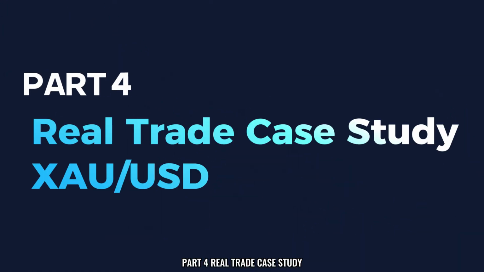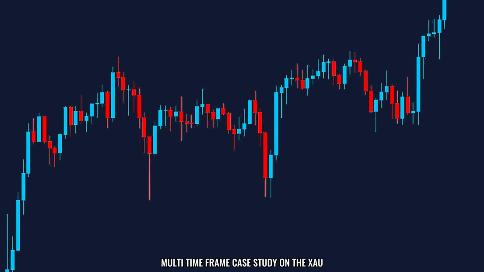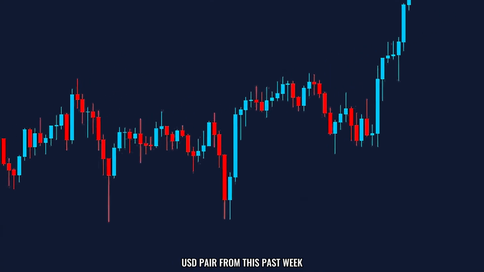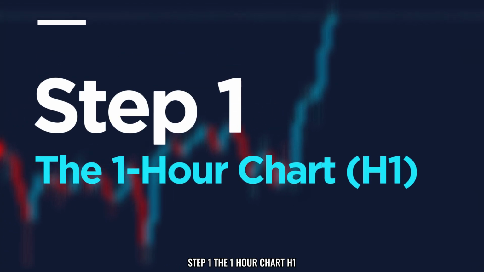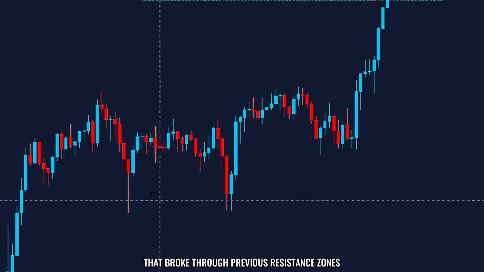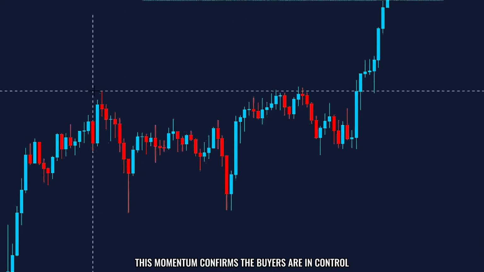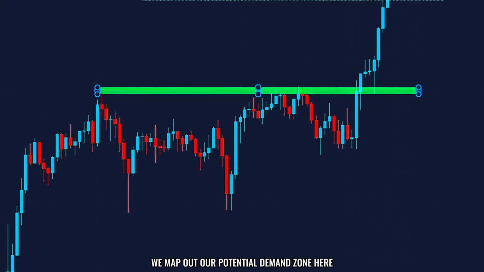Part 4. Real trade case study, XAU USD. Let's look at a real multi-time frame case study on the XAU USD pair from this past week. Step 1. The 1-hour chart, H1. We clearly see a massive bullish wave that broke through previous resistance zones. This momentum confirms the buyers are in control. We map out our potential demand zone here.